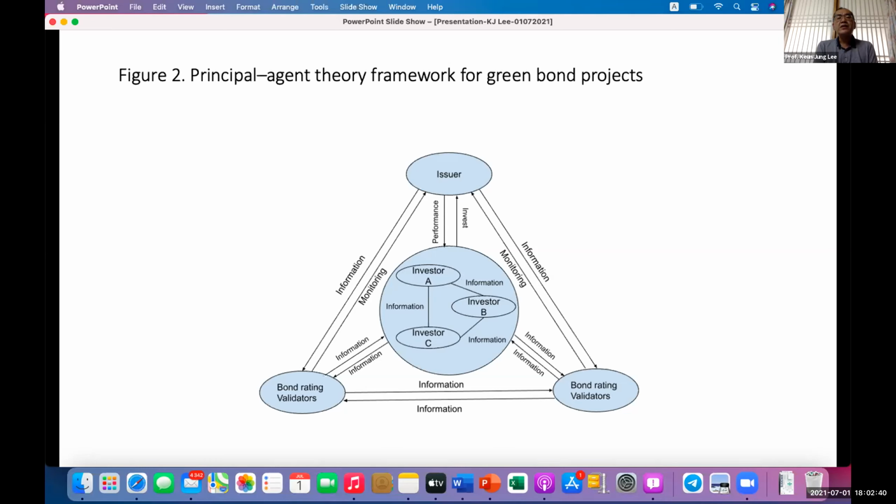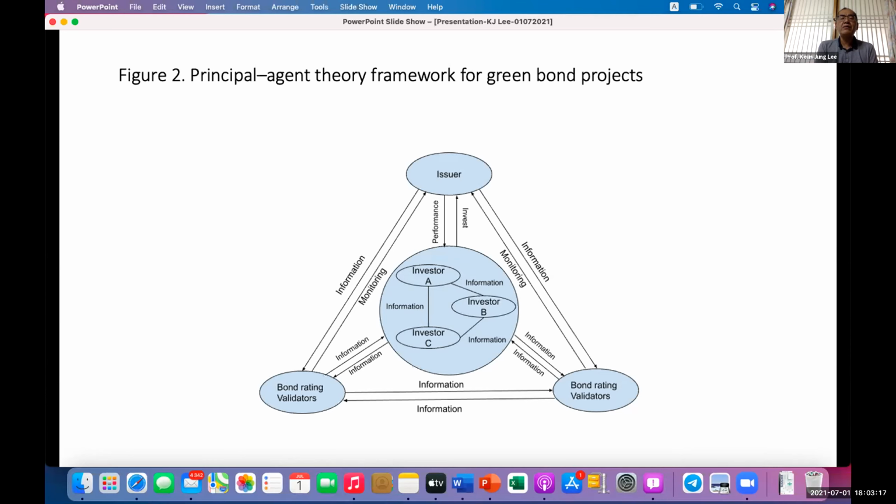The issuer, the validators, and the rating agency all revolve around the investor. If you look at the interconnection between the issuer, the validator, and the investor, for example, the issuer gives information to the bond rating, they validate it, and then give it back to the issuer. And the issuer can then monitor reports and any other documents.